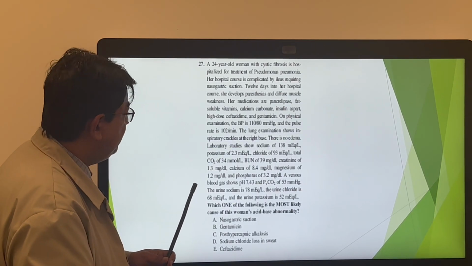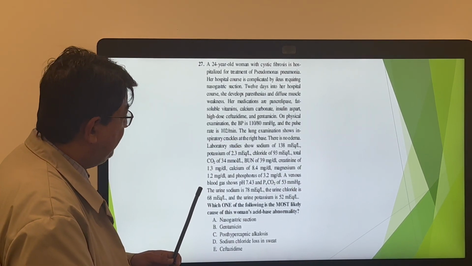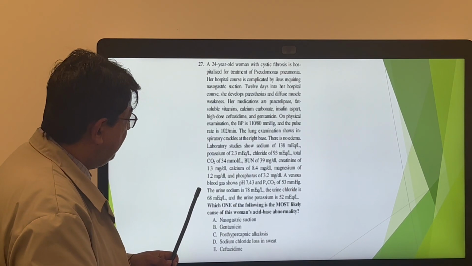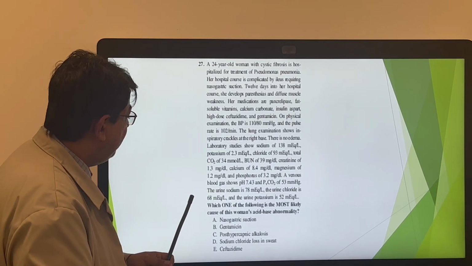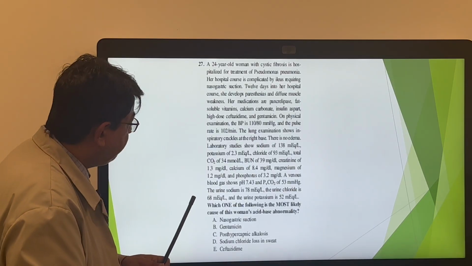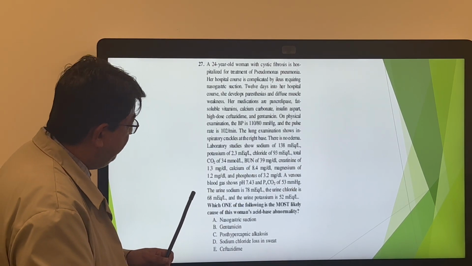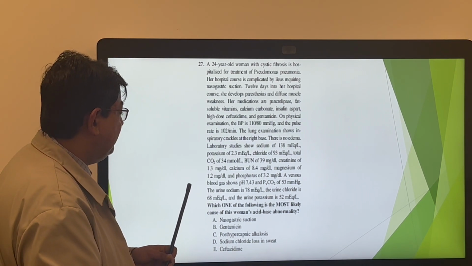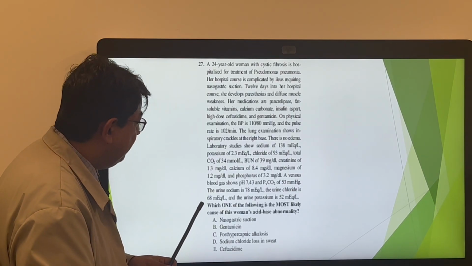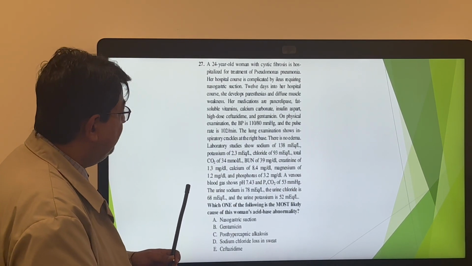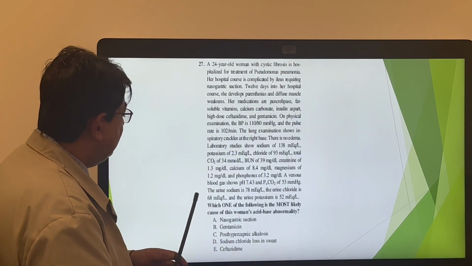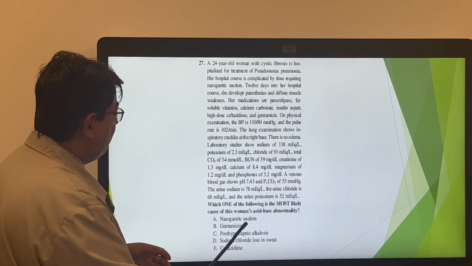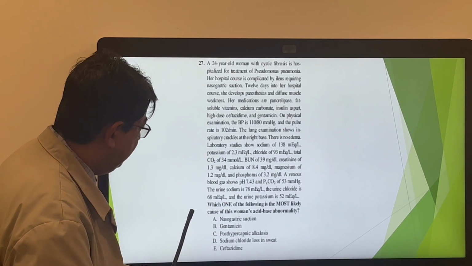There is no edema. Laboratory studies show sodium of 138, potassium of 2.3, chloride 93, bicarb 34, BUN 39, creatinine 1.3 milligrams per deciliter, calcium 8.4, magnesium of 1.2, phosphorus of 3.2. Venous blood gas shows pH 7.43, PCO2 of 53 millimeters of mercury. Urine sodium is 78, urine chloride is 68, and urine potassium is 52. Which one of the following is the most likely cause of this woman's acid-base abnormality? Is it nasogastric suction, gentamicin, post-hypercapnic alkalosis, sodium chloride loss in the sweat, or ceftazidime? Next slide.